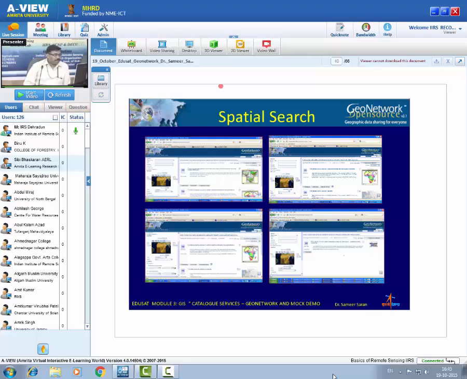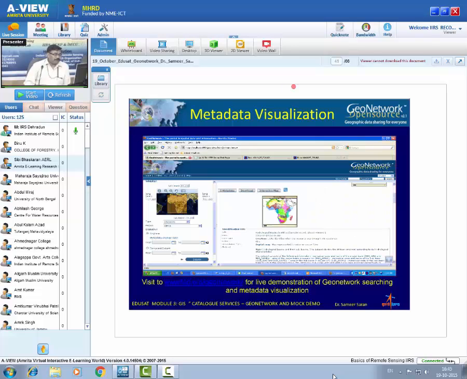Similarly, in the spatial search, you can see that I am presently searching on Africa, so automatically whatever nodes are providing African related information will be highlighted, and you can see the thumbnail and the entire metadata information of that. Then this is the metadata visualization. Once you search for Africa, you can see that this particular data is available, and this is the entire metadata of that information.